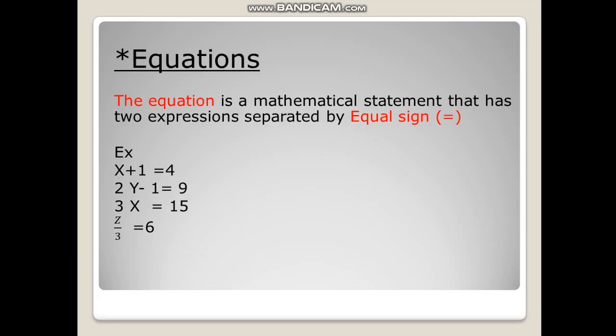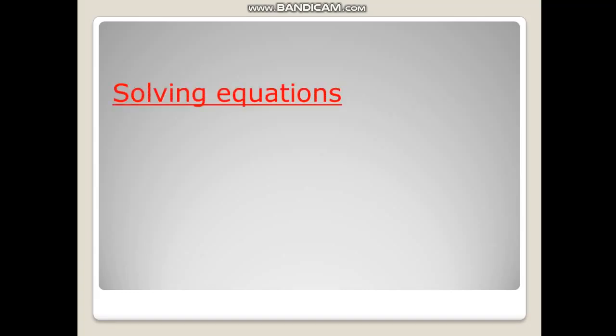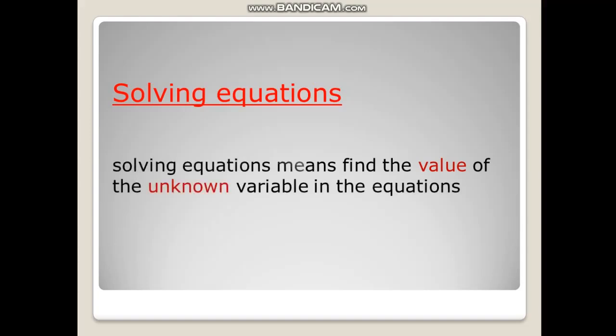In these examples, we have some unknowns: x, y, or z. So an equation is two expressions separated by an equal sign. Let's move to the other word, solving. Solving equations means finding the value of the unknown variable in the equation. As we said in the last examples, we have some unknown, x, y, or z, any variable. Solving means finding the value of this unknown.